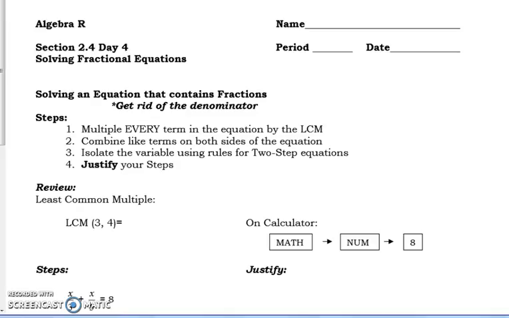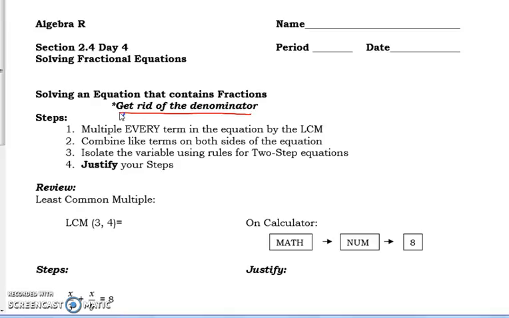Now, I'm not talking about equations where we just have to add or subtract a fraction in order to get the variable by itself. What I'm talking about is the variable is going to be in the numerator, and we have multiple fractions, so we're not just going to be able to combine like terms. So when we solve a fractional equation, our goal is to get rid of the denominator. Remember, fractions mean division, and in order to get rid of the division, you need to multiply.